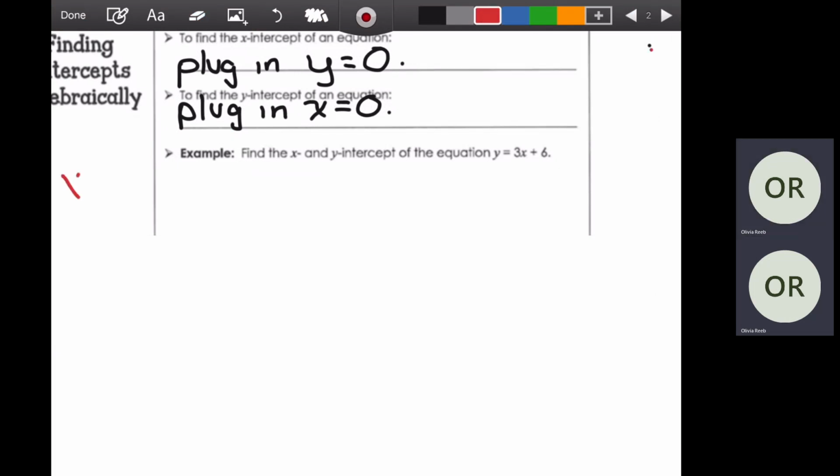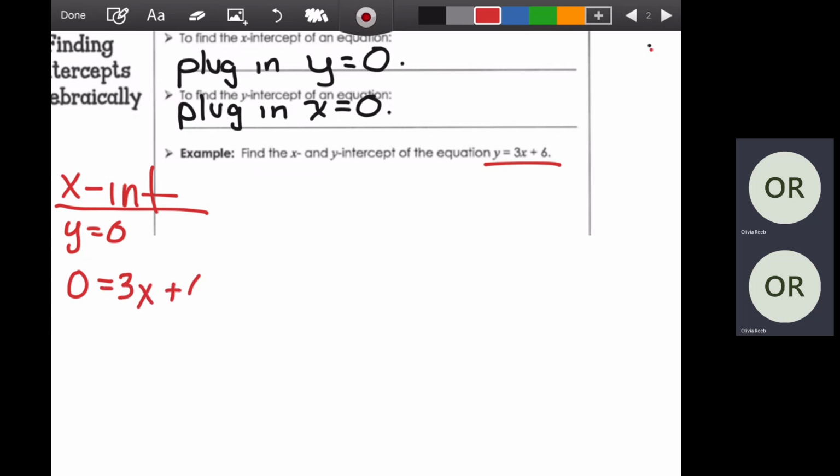First thing I'm going to do is find my x-intercept. And I do that by plugging in y is 0. So y equals 3x plus 6, or 0 equals 3x plus 6. I want to get the x by itself, so I subtract 6, I get negative 6 equals 3x. And then to get the x by itself, I divide by 3, divide by 3. Negative 6 divided by 3 is negative 2 equals x.